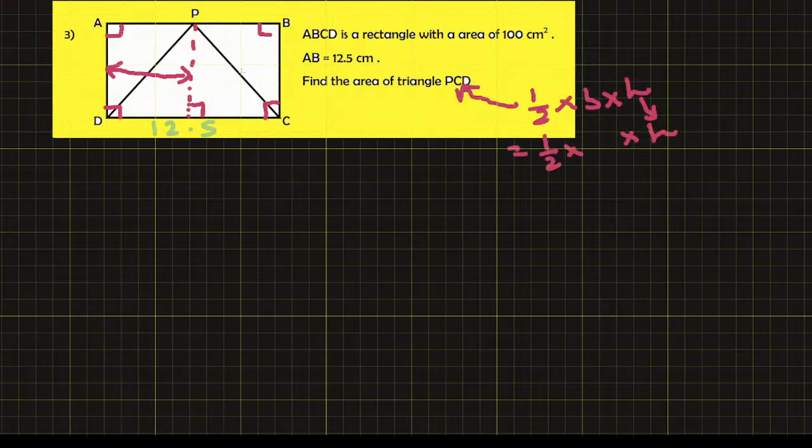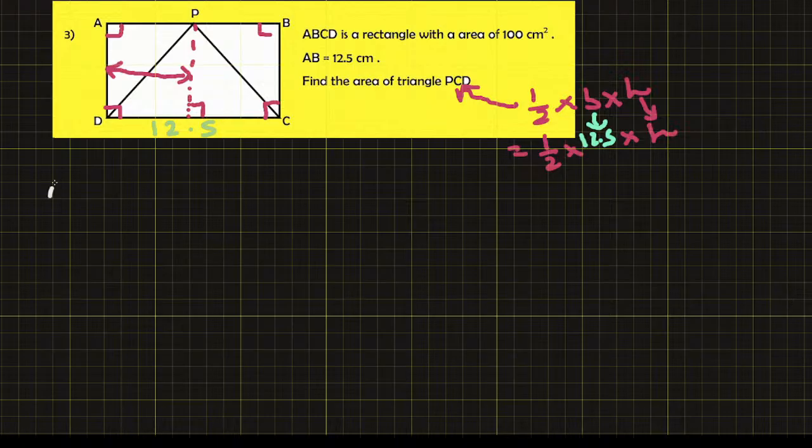But if you're taking this red broken line as the height, what would be the base? It's DC. 12.5 would be the base. So what is stopping us from finding the area of the triangle? The height. How do you find the height? Just a while ago I said this broken line, which indicates the height, is equal to AD. Now what is AD here? AD is the width of the rectangle. So how can we find the width of the rectangle?